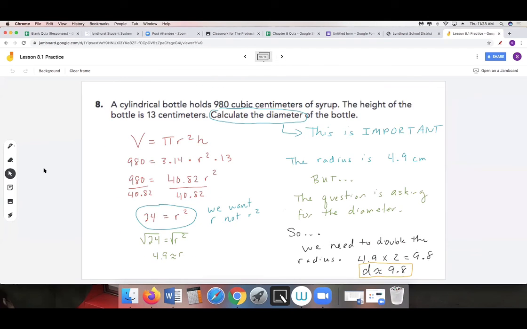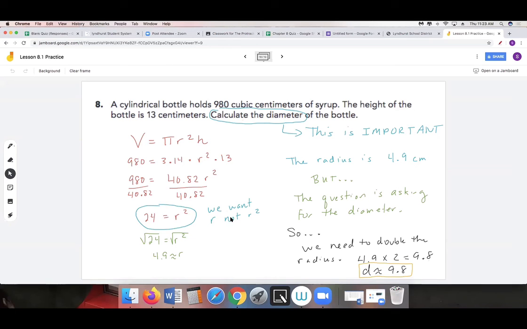This one. So a cylindrical bottle holds 980 centimeters of syrup. The height of the bottle is 13 centimeters. Calculate the diameter. So we're looking for the diameter. So here we go. First things first, guys, we're filling in everything we know. Here's the formula. 980 equals 3.14 times radius squared times 13. We simplify the 3.14 and the 13 to get 40.82. So we're left with 980 equals 40.82 R squared, we divide both sides by 40.82. And we find that the radius squared is equal to 24.